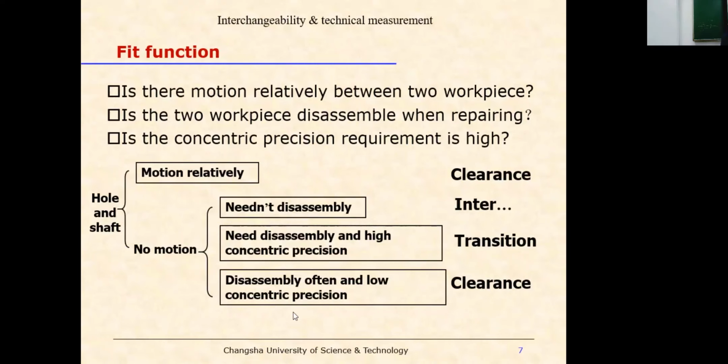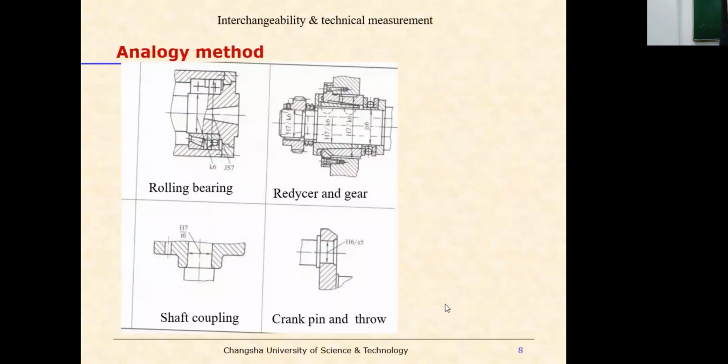When the part needs disassembly and a concentric procedure, we choose the clearance type. For example, this is the rolling bearing. For the bearing, the JS is a standard. We don't need to design the bearing procedure, we just need to buy the bearing, right? So it's a standard. We don't need to design that.